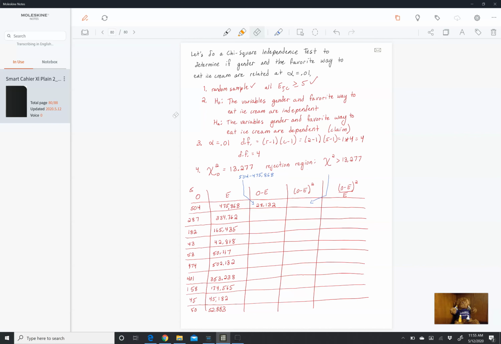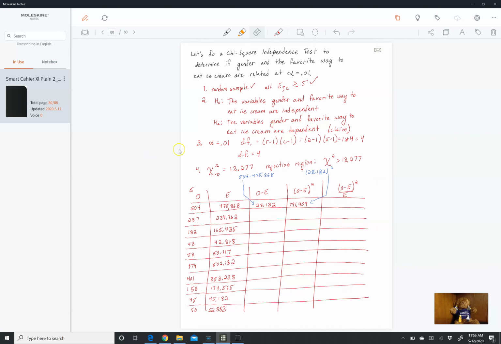And then this number comes from doing 28.132 squared. Sorry, 132 squared. So what do we get there? We get 791.409.